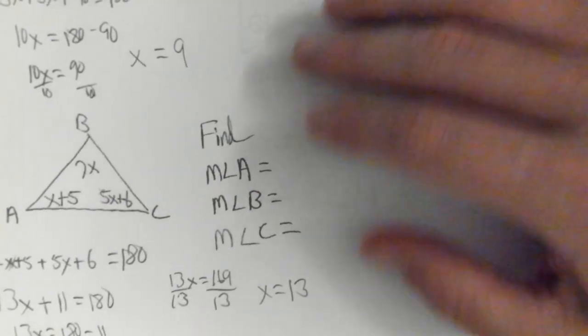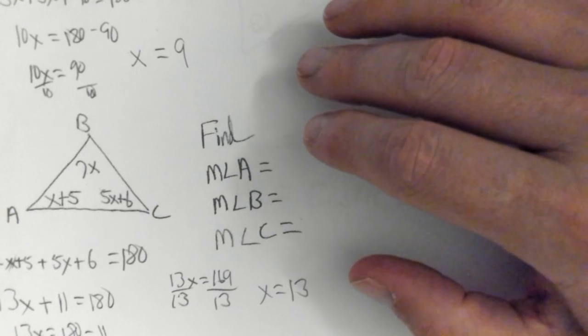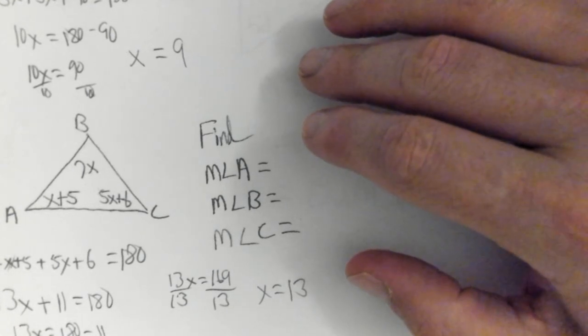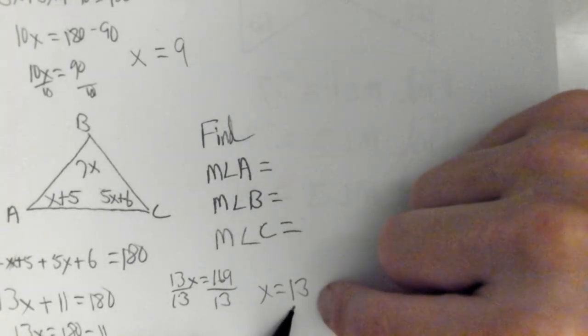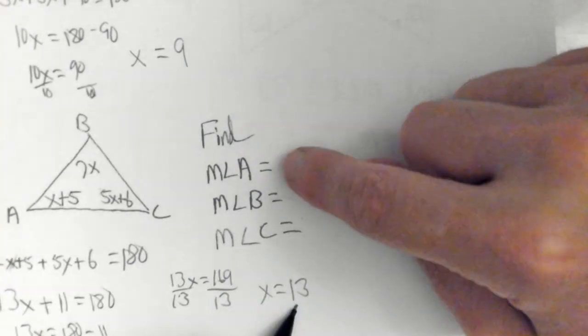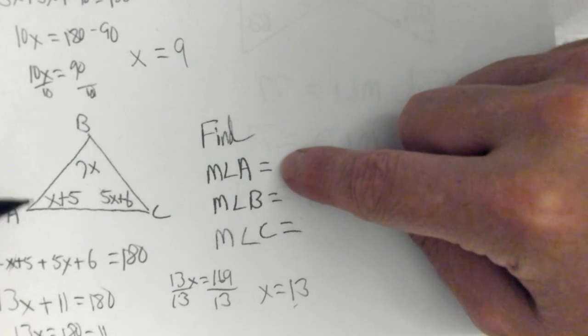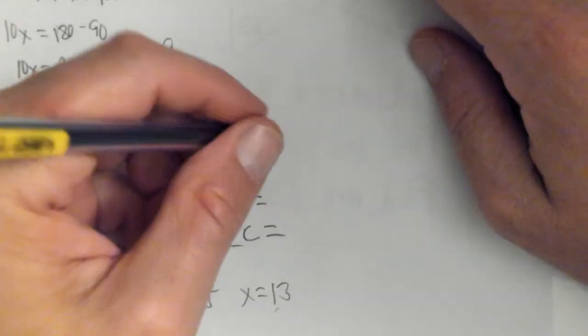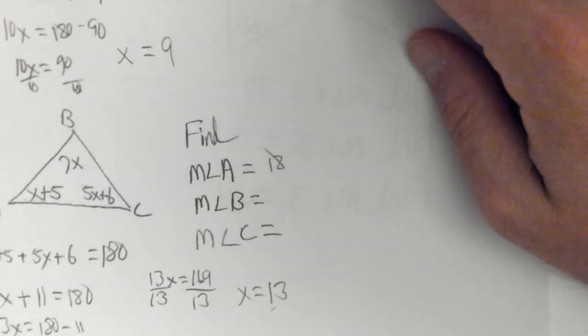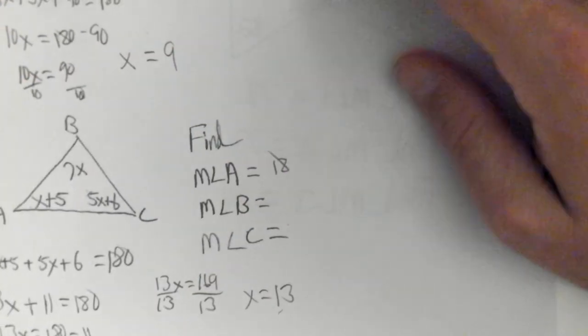So we're not finished yet though on this one, and the reason why is because it didn't ask me to find x. It asked me to find these angles. But I do need the value of x in order to get the angle. So right now for angle A, I'm just going to take a 13 right here and add 5 to it and make it 18. So there you go. Let's see, what else we got?